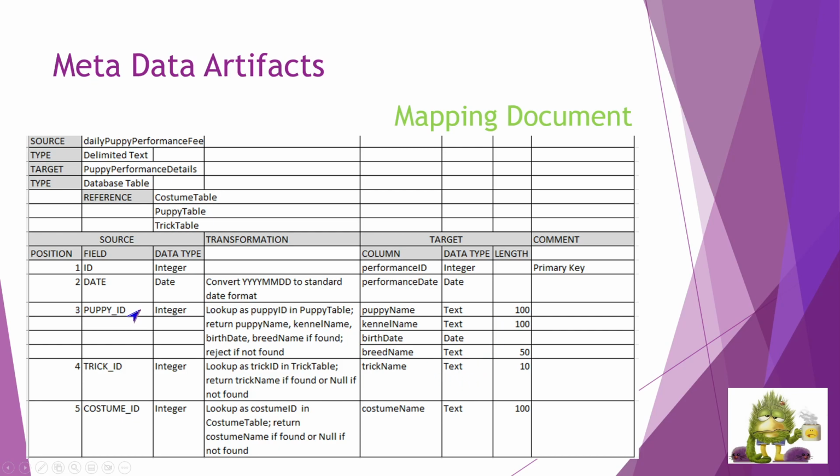So for example, in this, we are bringing in the puppy ID on our feed. So that is our source field. What we need to do is look up the puppy ID in the puppy table, and then I will get out of it puppy name, kennel name, birth date, and breed name. And a little information that if it's not found, I need to reject that record. So again, whatever you want to put into this mapping document is something that you can use.